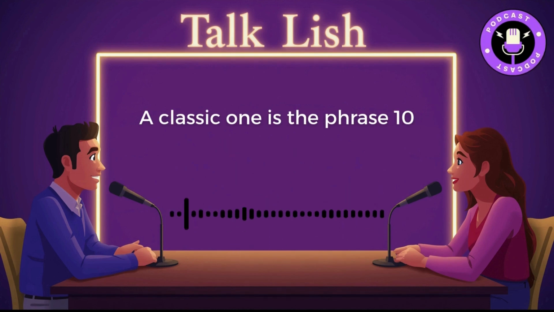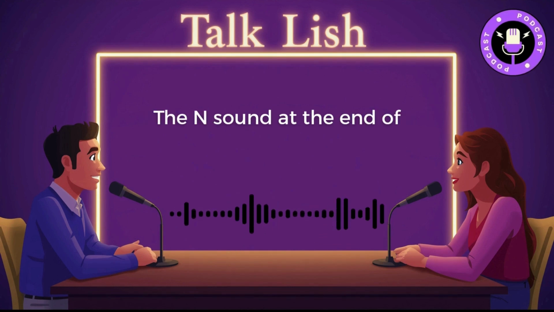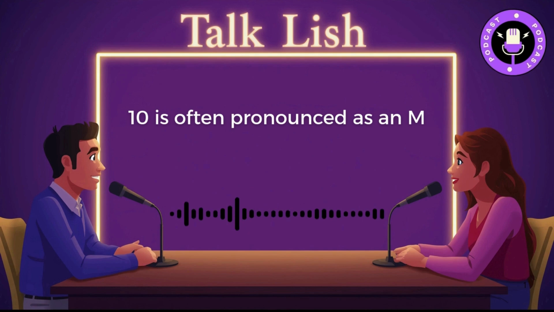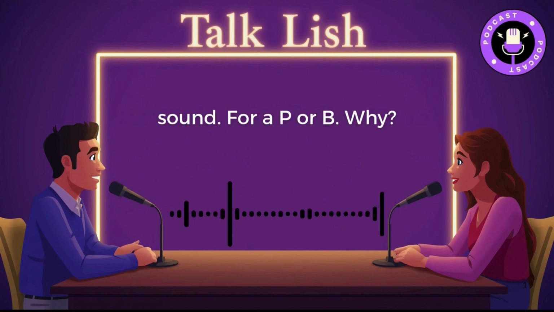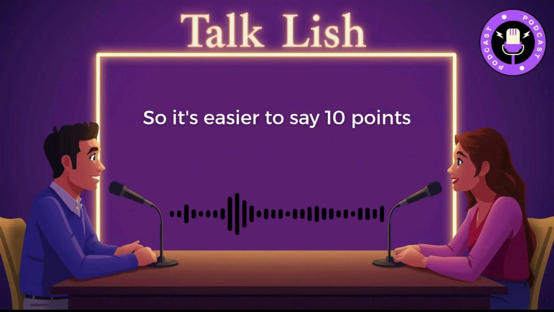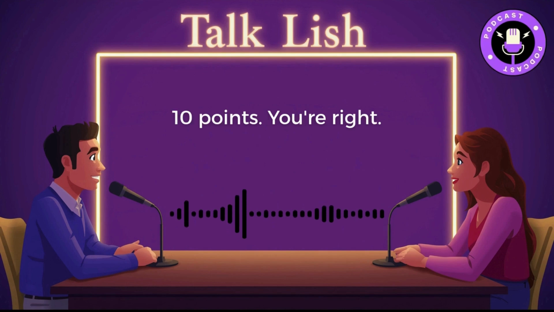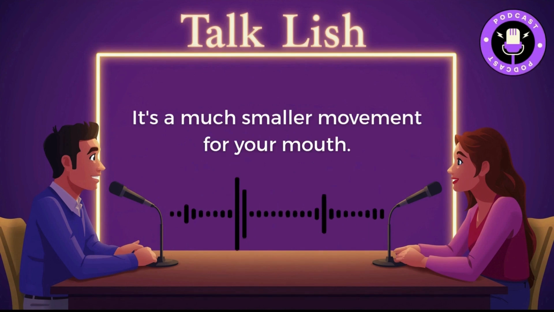A classic one is the phrase "ten points." The n sound at the end of "ten" is often pronounced as an M sound before a P or B. Why? Because M and P are both made with your lips. So it's easier to say "tem points" than "ten points." "Tem points." You're right, it's a much smaller movement for your mouth.